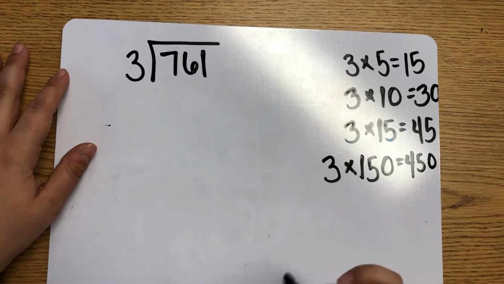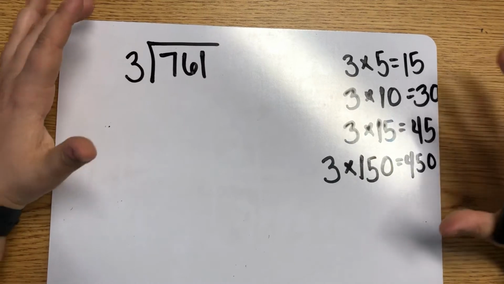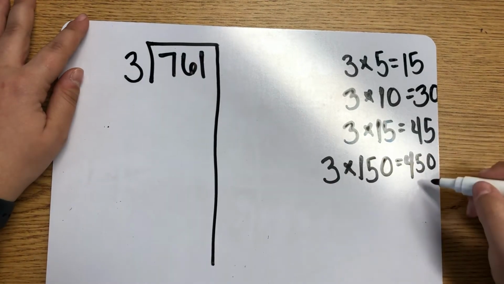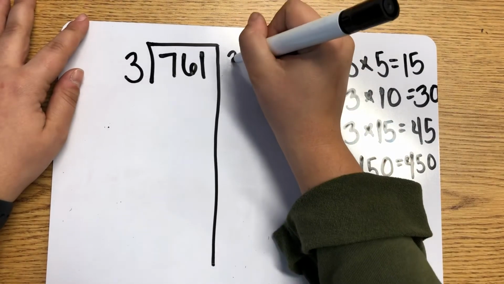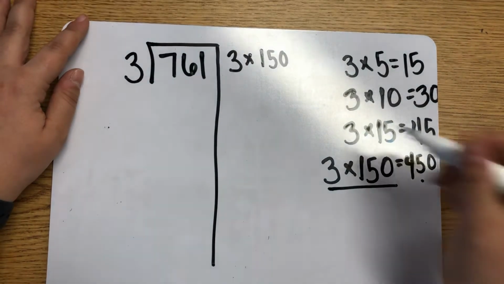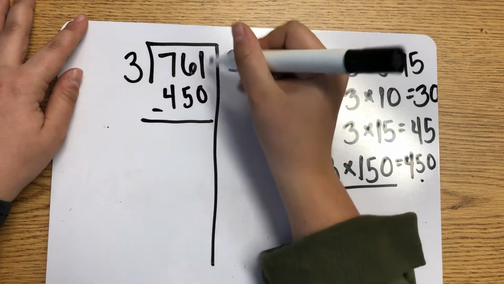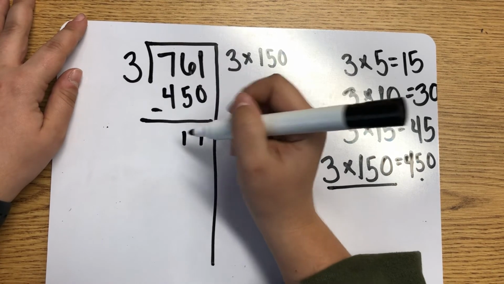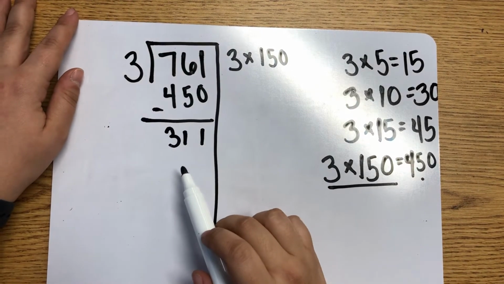Because that's a really big number, I can chunk this up however I want. So I'm going to go ahead and use 450. I'm going to draw this line right here to help me get started with this problem. So I'm going to write 3 times 150, and then I'm going to subtract away 450 from my dividend. Okay, I have 1 minus 0 is 1, 6 minus 5 is 1, and 7 minus 4 is 3. Okay, so now I have 311 left.